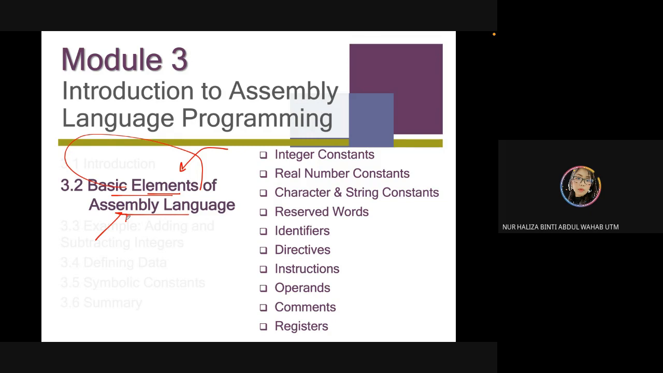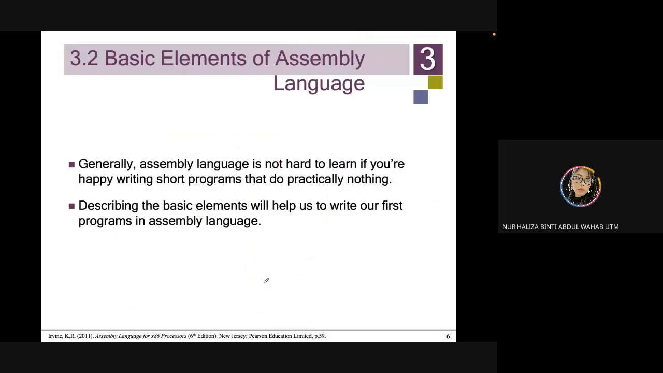If you look into this list, you can see there are also numbers there: integer constant, real number constant, character and string constant. So there are still numbers. That's why I hope that you can understand the numbering first. So without further delay, let's move to the very basic integer constant.